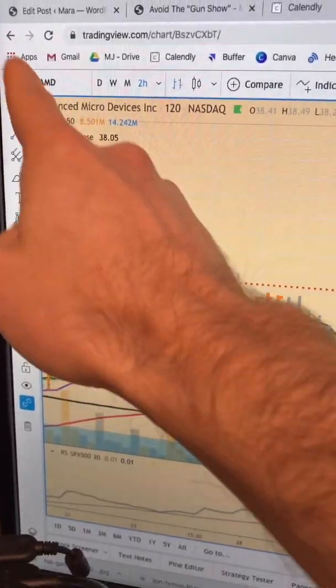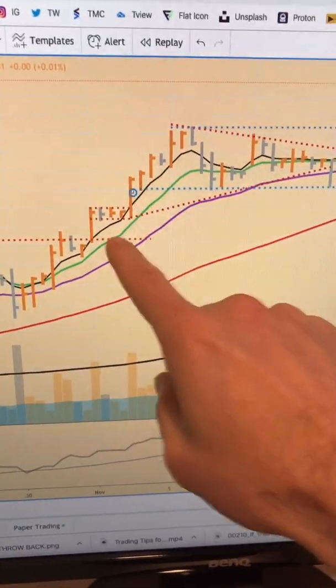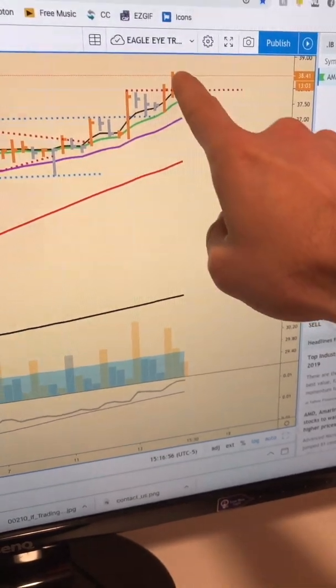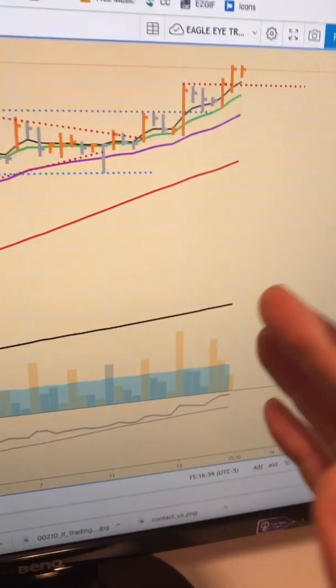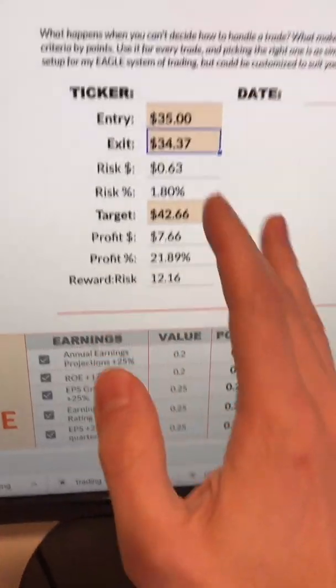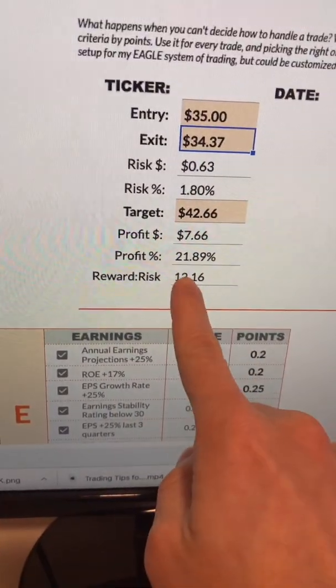That I'm in right now, AMD, and I started out back here at about $35 a share. Right now it's at $38.41, and my ultimate profit target is $42.66 on this one.